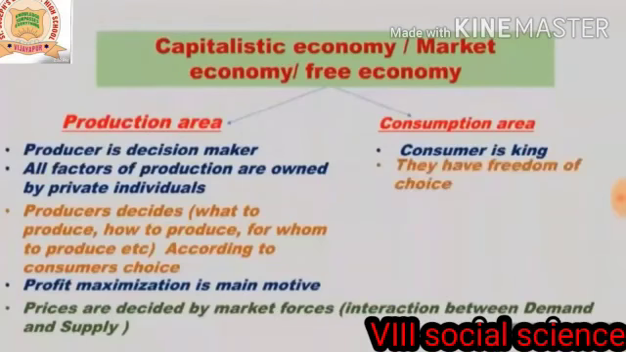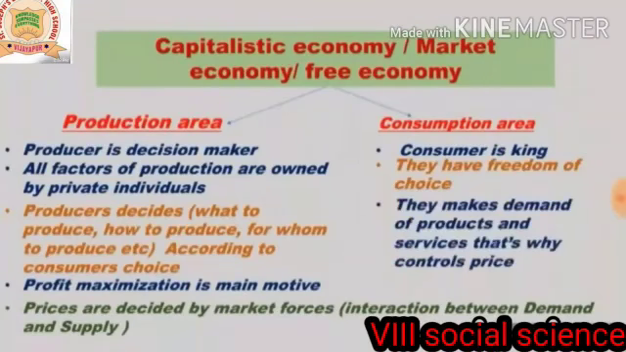Here the producers are individuals or the private sector, and the producer decides what to produce, how to produce, how much to produce, and for whom to produce. Profit is the main motive, and the price is determined by the market forces, that is, demand and supply. The consumer decides what kind of things they want, depending on demand and supply, looking at the quality of the product. So the capitalist economy is also called a market economy or free economy, because there is no government interference. The entire activity of production, distribution and consumption is on a private basis.